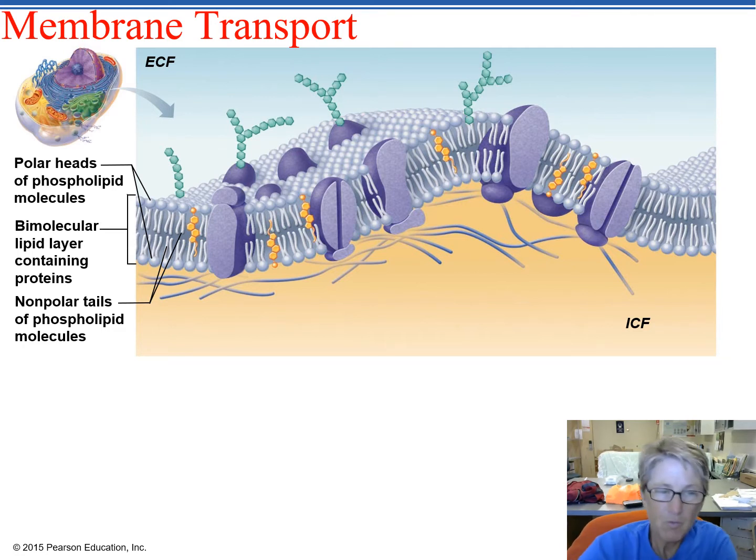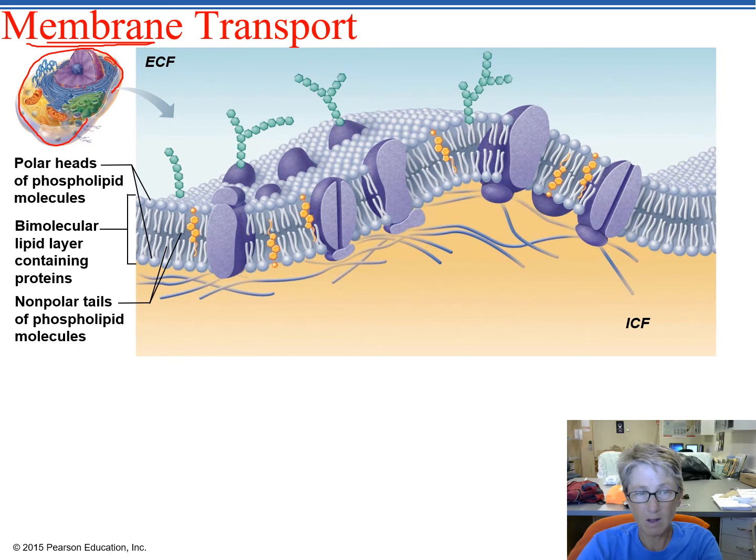So a little review on the plasma membrane, or as this is titled, membrane transport. Here's a cartoon of our cell. Remember, this whole thing is the plasma membrane, and this is really important to note. You could ask, what is this thing called on the outside here? You could say it's the plasma membrane or the cell membrane. And then a second question you could ask is, what is the plasma membrane made of? How is it constructed?